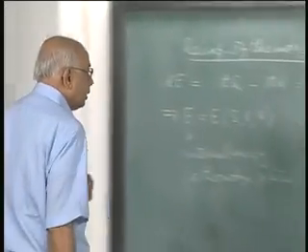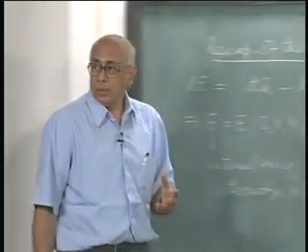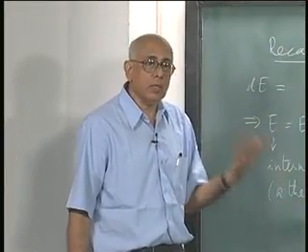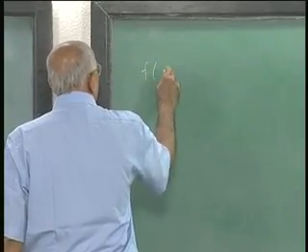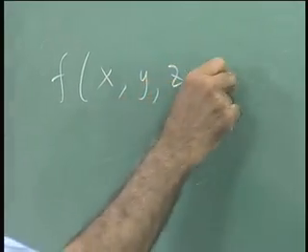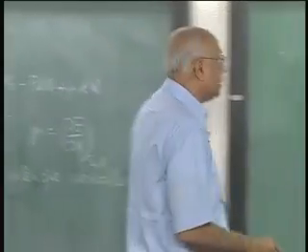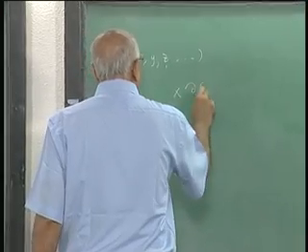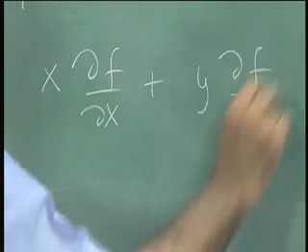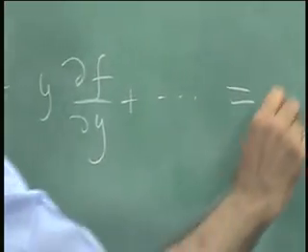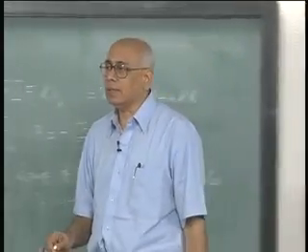The moment this assumption is made that it is a homogeneous function of these variables, then of course elementary calculus gives you Euler's theorem. Remember Euler's theorem, it says if you have a function f of x, y, z, etc., which is a homogeneous function of some degree r, then x delta f over delta x plus y delta f over delta y plus etc. is equal to r times f if it is a homogeneous function of degree r.